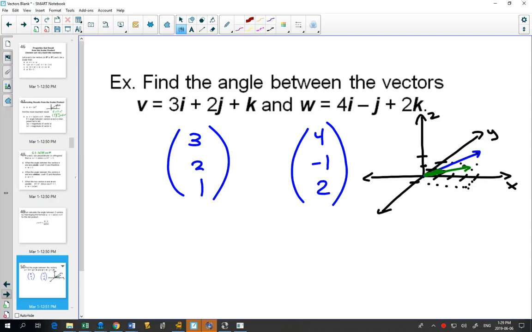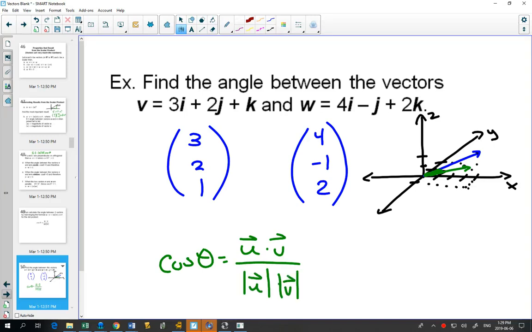Now, if we take that new formula that we have, that cos of theta is equal to u dot v over the length of u times the length of v, and we call this our first vector, I guess it's v, and this is w. So the formula would hold.